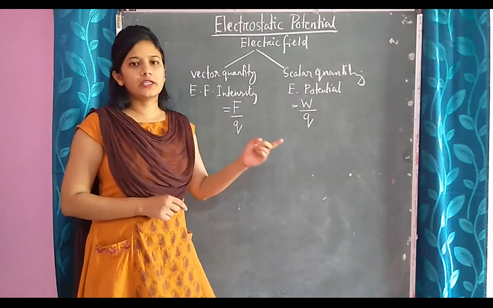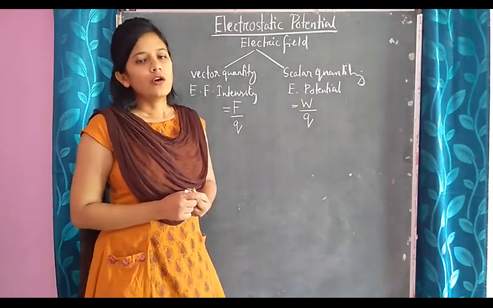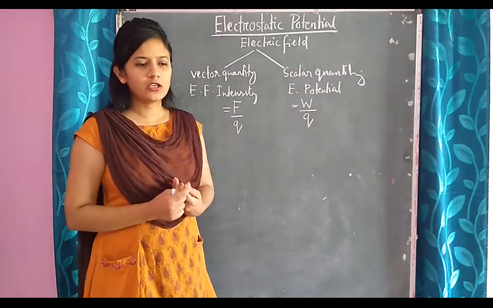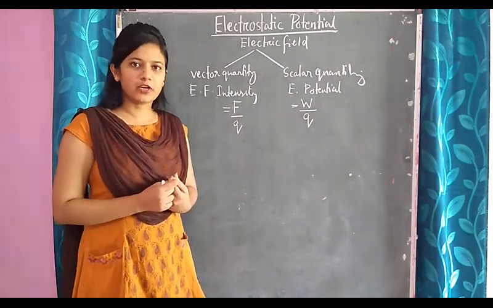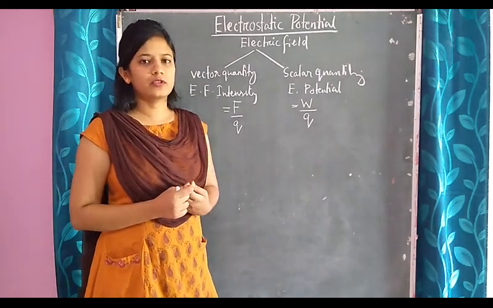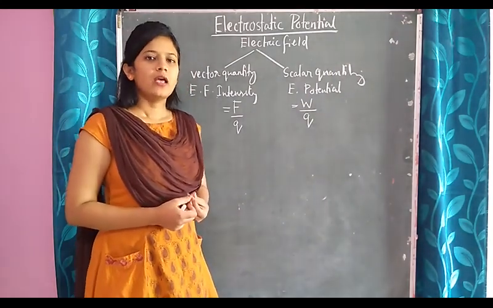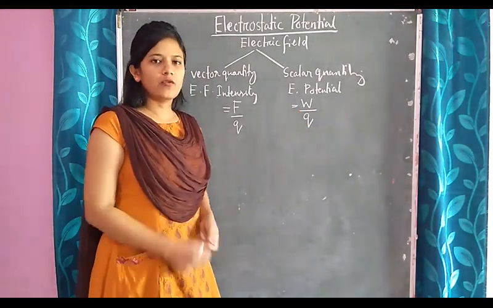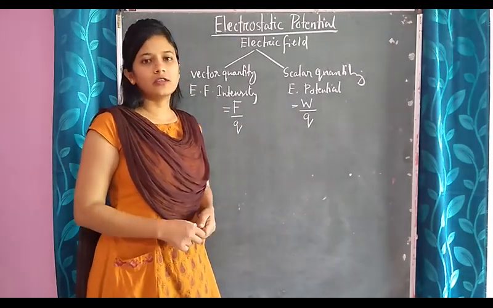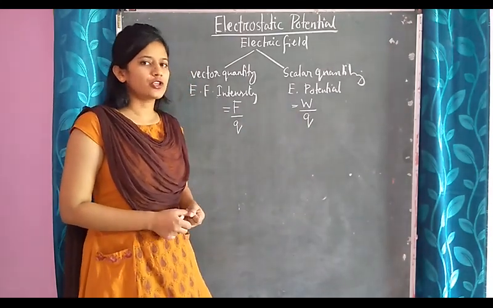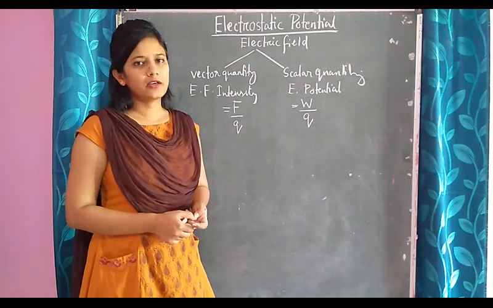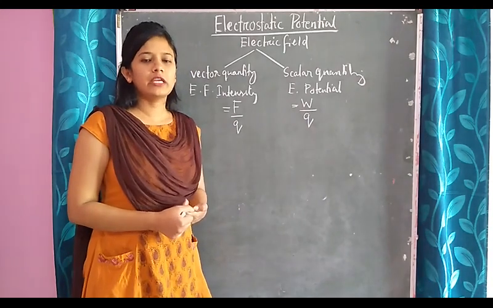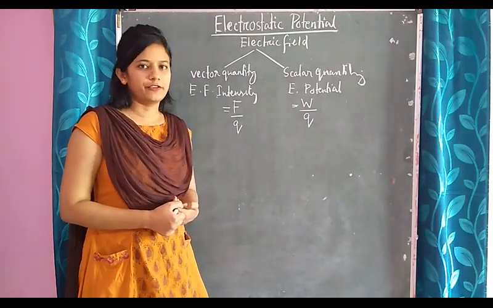In order to understand electric potential, we will first understand what electrostatic potential energy and potential energy difference are. Then we will proceed to the electric potential and derive its value, and we will see that it is equal to the work done in bringing a unit charge from infinity to that point. So let us first start with electric potential energy difference.